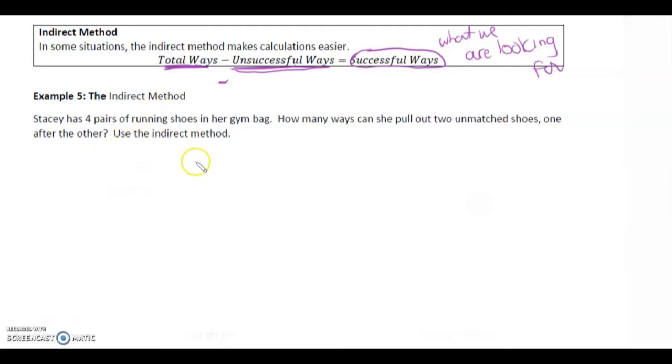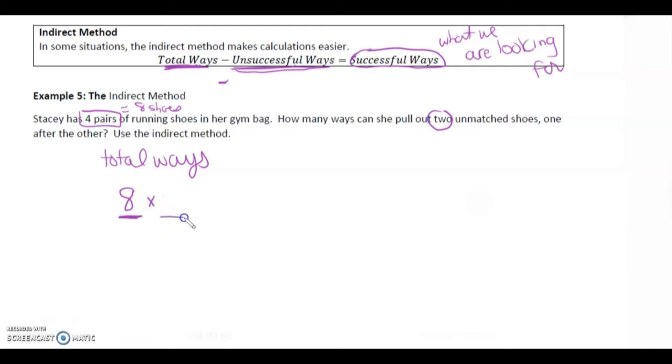Stacy has 4 pairs of running shoes in her gym bag. How many ways can she pull out 2 unmatched shoes, one after the other? And then we're going to use the indirect method. So we're going to take a look at the total ways she can pull out 2 shoes. I do underlines throughout this course. She has 4 pairs, so how many shoes does she have? She has 8 single shoes. So the first shoe she can pull out is 8 different ways, because there are 8 different shoes.